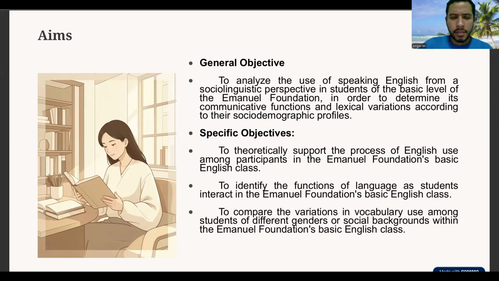Specific objectives: First, to theoretically support the process of English use among participants in the Emmanuel Foundation's basic English class. Second, to identify the functions of language as the students interact in the Emmanuel Foundation basic English class. Third, to compare the variations in vocabulary used among the students of different genders or social backgrounds within the Emmanuel Foundation's basic English class.